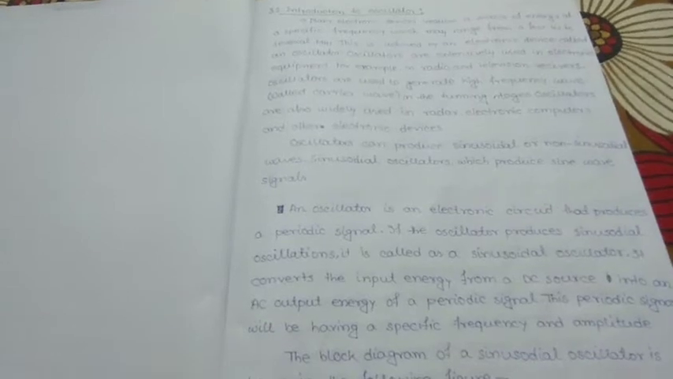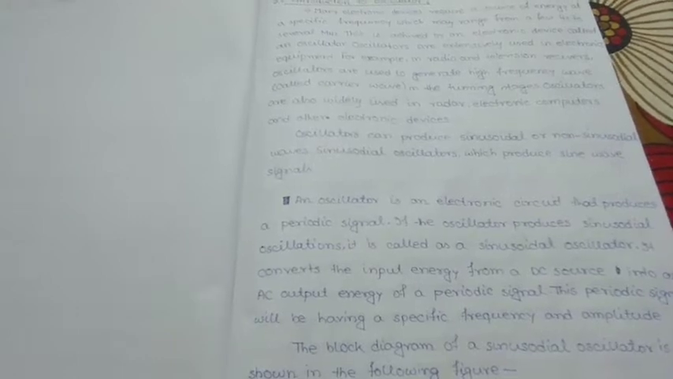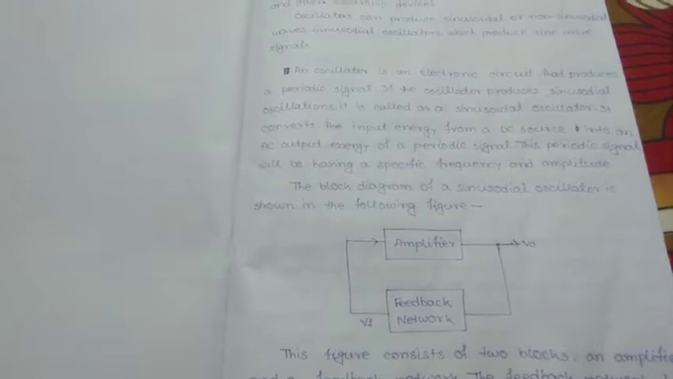Oscillators can produce sinusoidal or non-sinusoidal waves. A sinusoidal oscillator produces a sine wave signal. The block diagram of a sinusoidal oscillator is shown in the following figure.